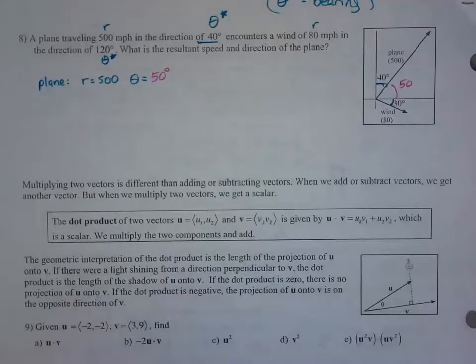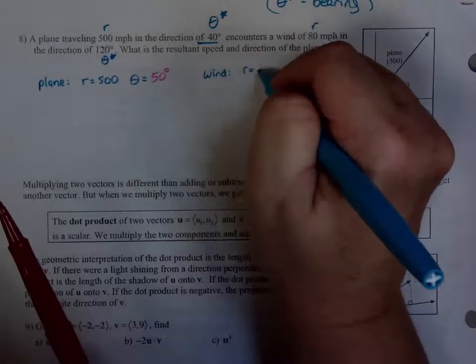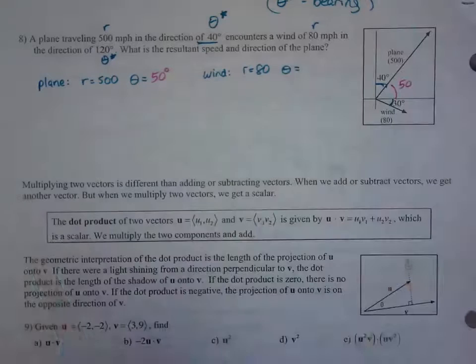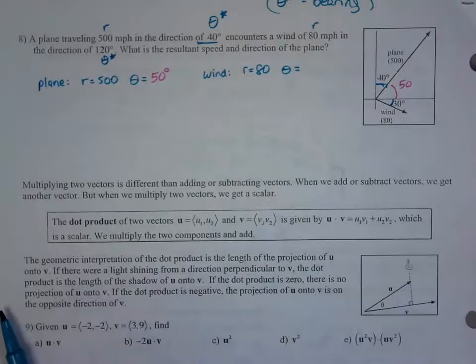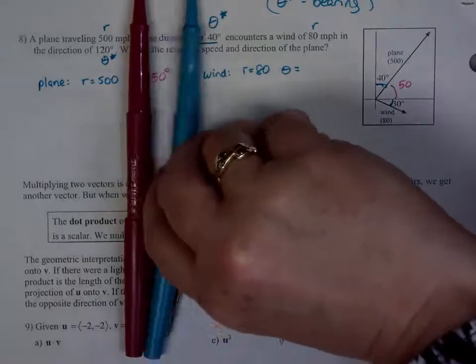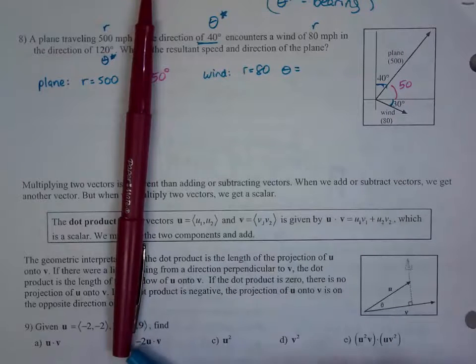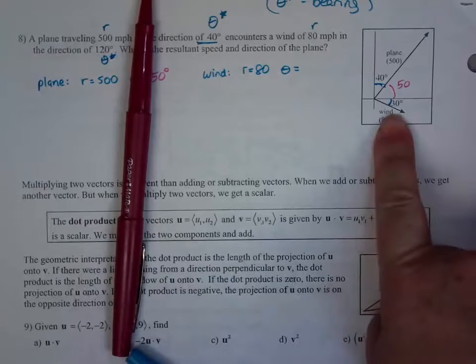Okay. Now, the wind, they told me the rate of the wind is 80, and they told me the angle was 120. I don't see a 120 anywhere on there. How in the heck did they get 120? How did they get that picture if they said 120? Okay, here's straight up. How far would it be to go 120 degrees? To here would be 90, and you would have to go how much farther? 30 more degrees. That's where they got that. Do you see it? Okay.